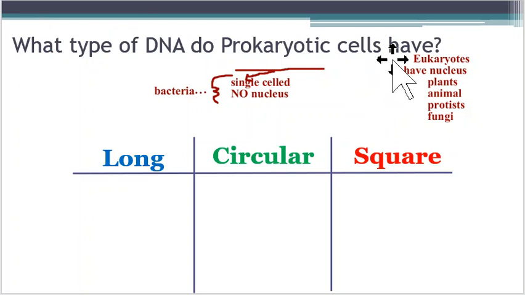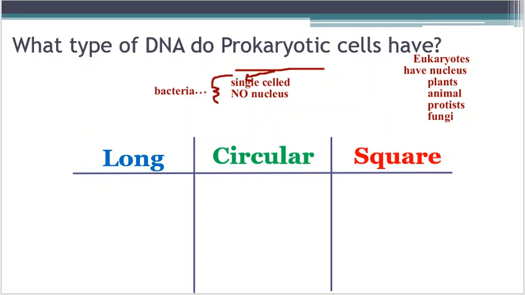As opposed to you and I, which are multicellular eukaryotes, which have a nucleus. Other examples would be plants, animals, protists, and fungus. And they all have DNA, but they all have that nuclear envelope to contain it all in.